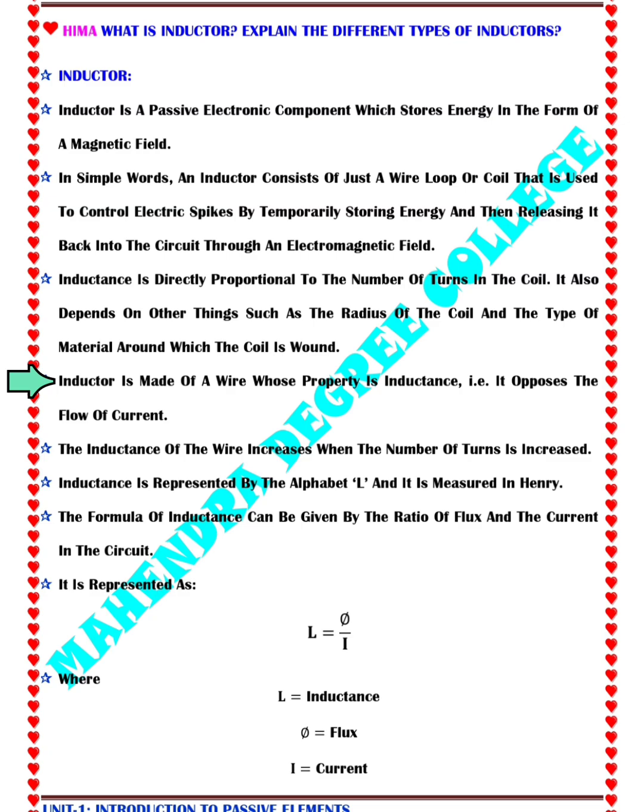In simple words, an inductor is a coil of wire that creates a magnetic field when current flows through it. This magnetic field resists any sudden change in current, which is why we say it opposes the flow of current. More accurately, it opposes changes in current.